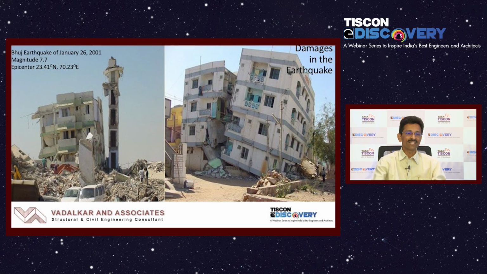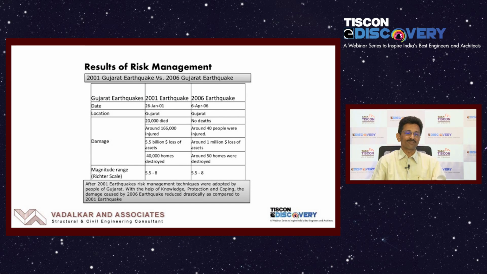effects. Now we have learned some lessons from this 2001 Gujarat earthquake, and after mitigating this properly, we can reduce the risk and the damage during an earthquake.